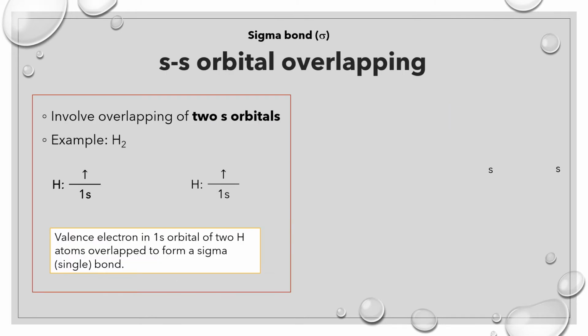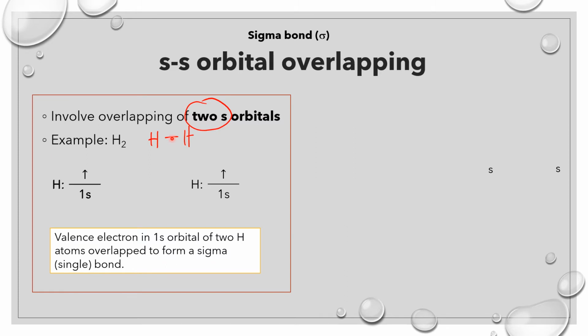In SS orbital overlapping, this will involve overlapping of two S orbitals. So let's take hydrogen molecule as the example. In order to form a single covalent bond in this hydrogen molecule, this hydrogen atom will share its one valence electron with the valence electron of this hydrogen atom. Sharing between these two electrons will produce a single covalent bond.